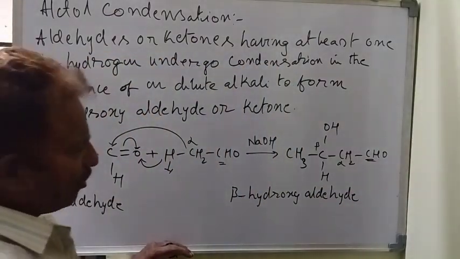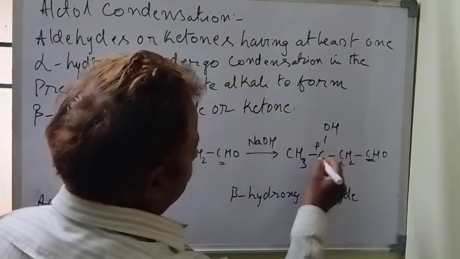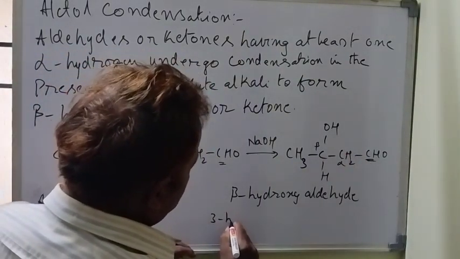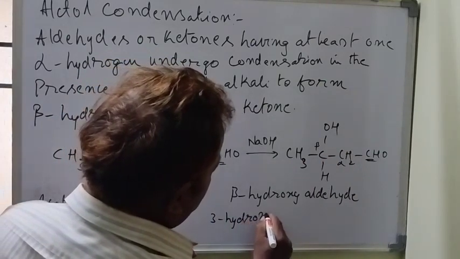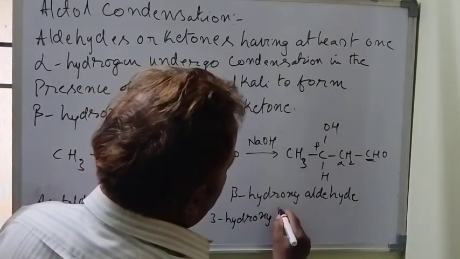And what is the IUPAC name? This is 1, 2, 3. The hydroxy group is present on the third carbon. Therefore, this is 3-hydroxy butanal.